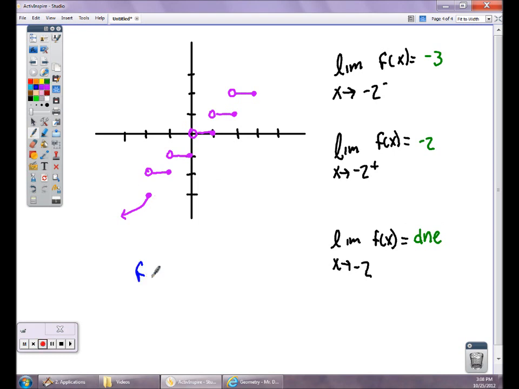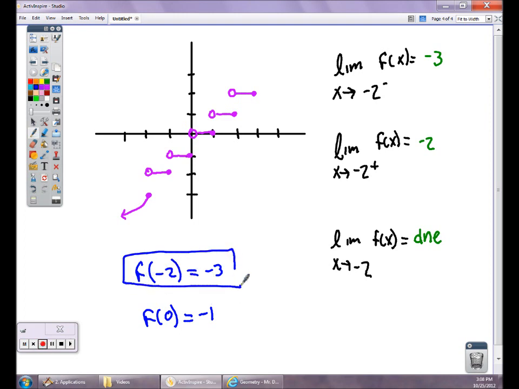A few more odds and ends on this one. The function evaluated at -2 would have a value, f of -2. I plug in. There's a hole there. I jump down to the bottom portion where the curve is. I would have that f of -2 equals -3. The function evaluated at 0, there is a hole there. I would jump down to where the graph does exist. It would have a value of -1. Notice the function exists at -2, even though the limit does not.